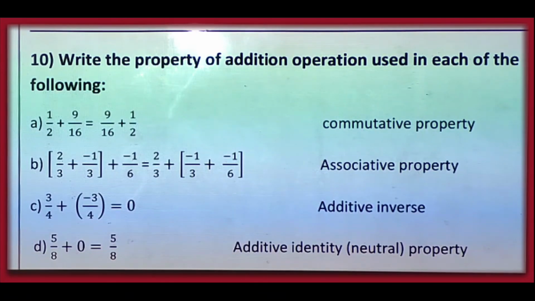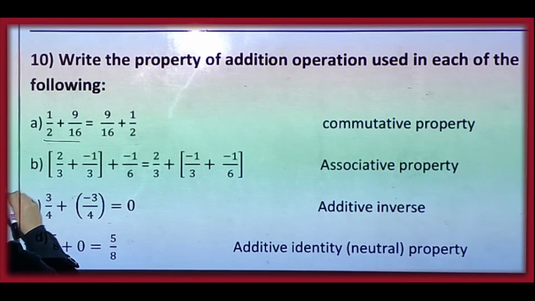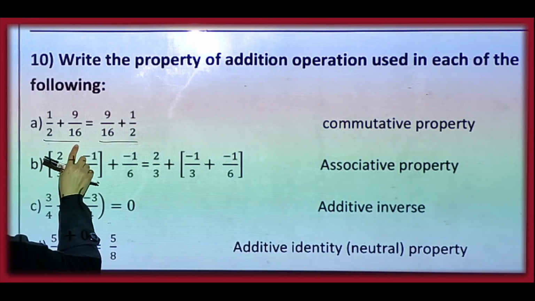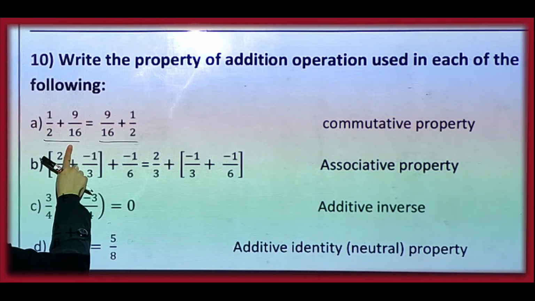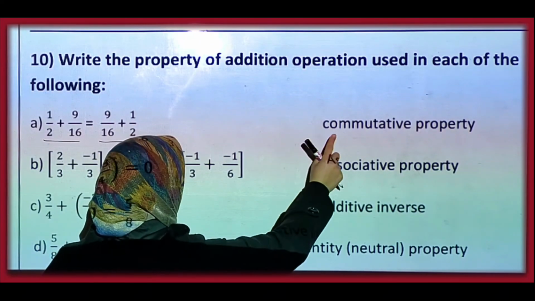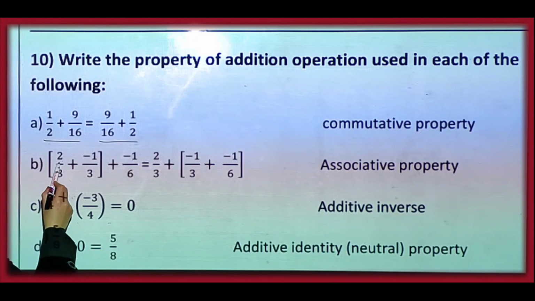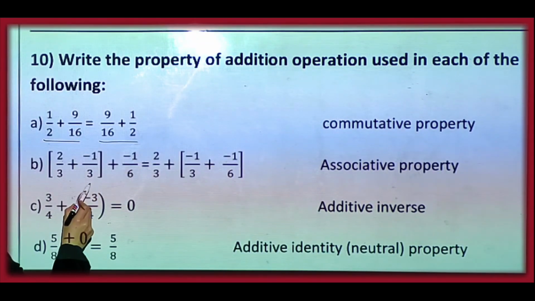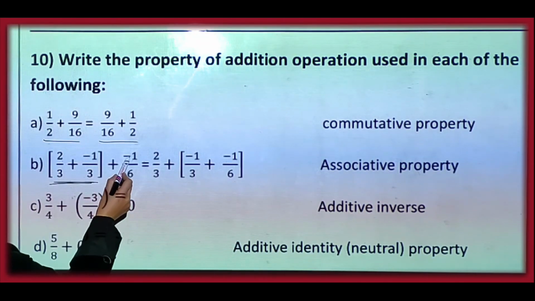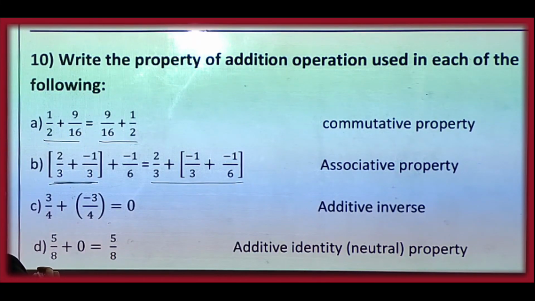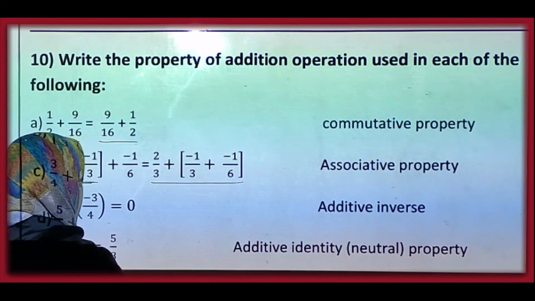Number 10, write the property of addition operation used in each of the following. Half plus 9/16 equal 9/16 plus half. If we exchange the numbers, we get the same result. Then this property is called commutative property. Letter B, 2/3 plus -1/3, this result plus -1/6 equal the same result of these numbers. This property is associative property.